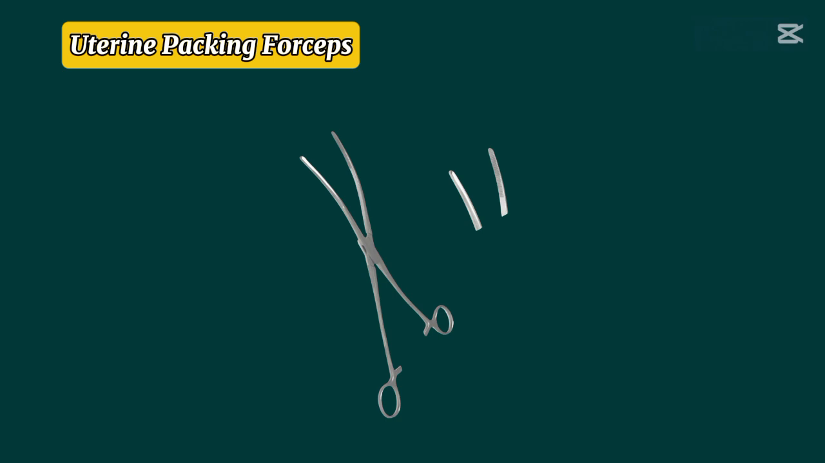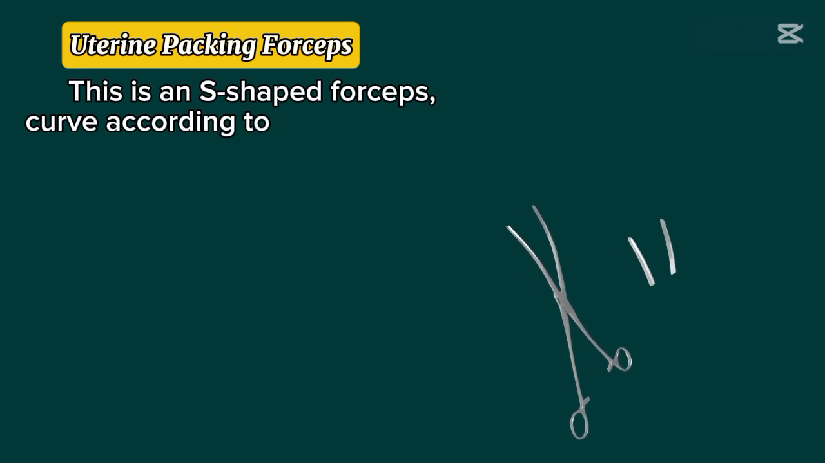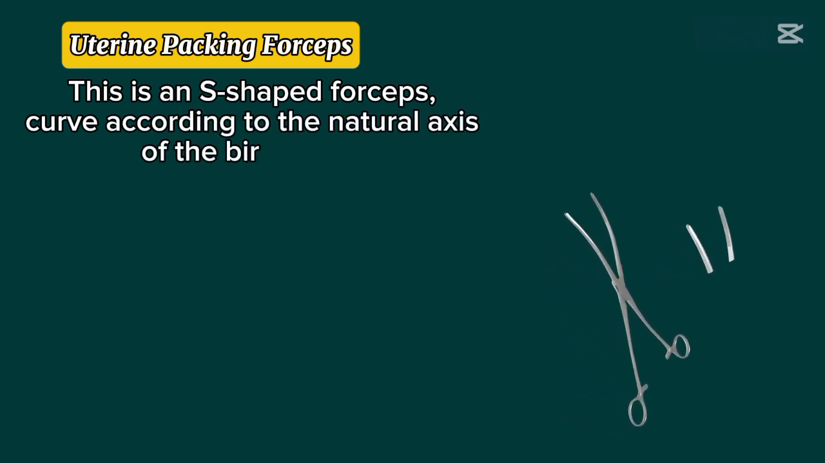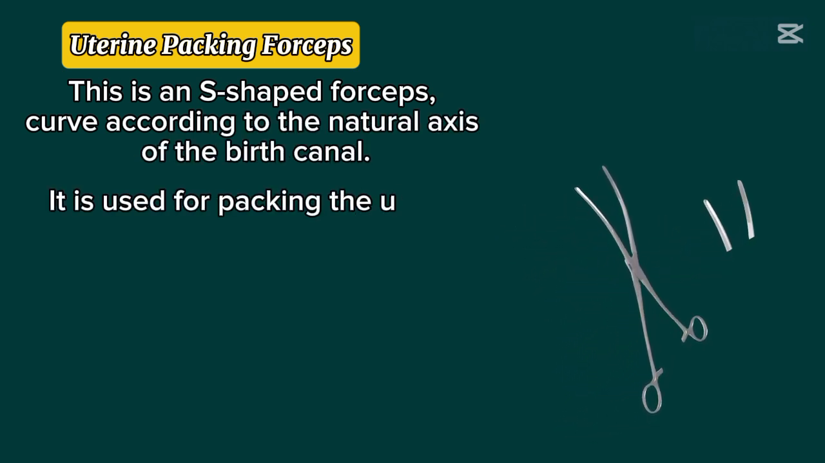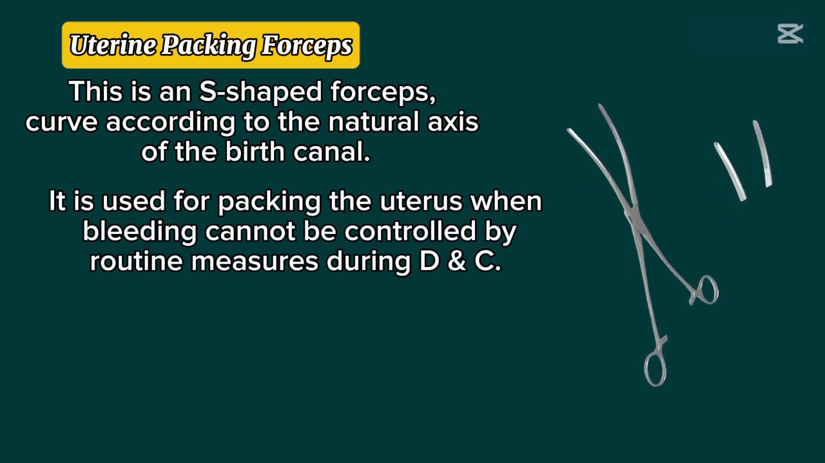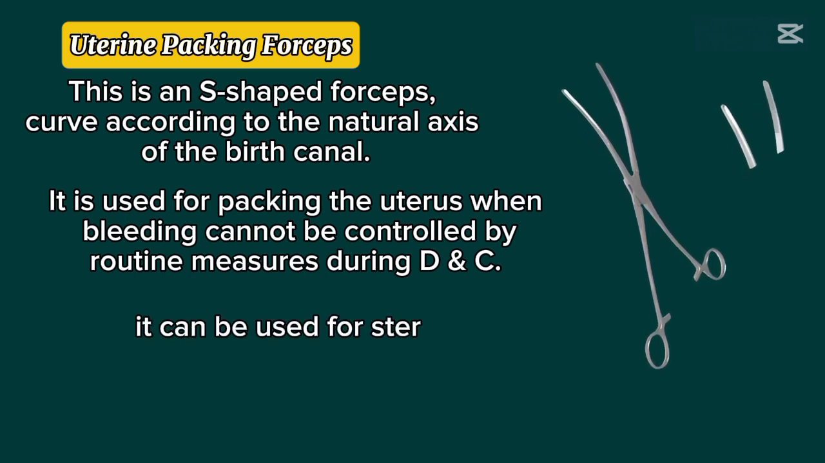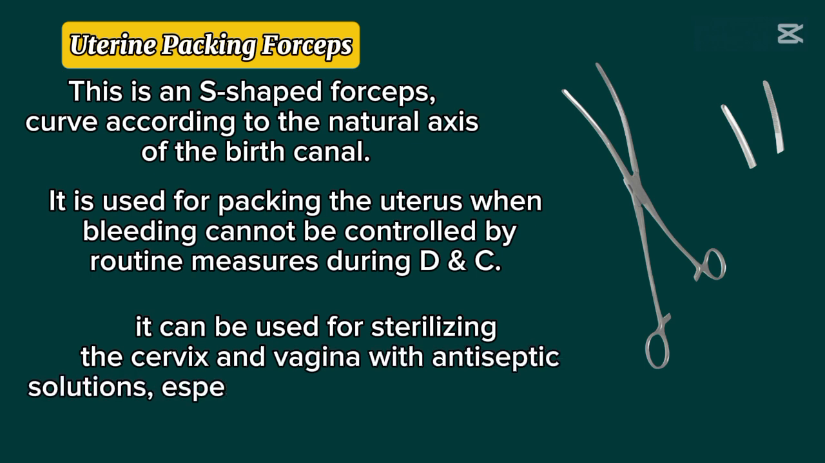Uterine Packing Forceps. This is an S-shaped forceps curved according to the natural axis of the birth canal. It is used for packing the uterus when bleeding cannot be controlled by routine measures during D and C, dilation and curettage. It is also used for sterilizing the cervix and vagina with antiseptic solutions, especially in cases of procidentia, that is, prolapse of the organ from normal anatomy, especially uterine prolapse.